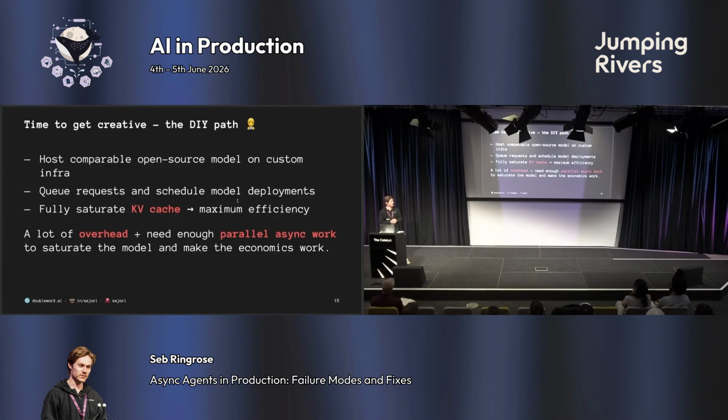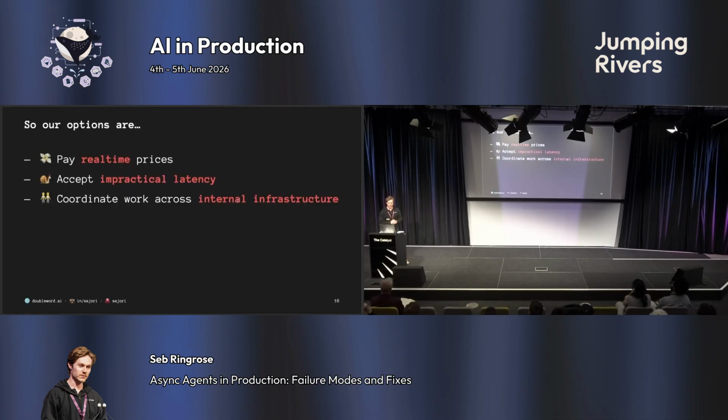So this, again, is the DIY path. It works and it's good, but it's not really good for me just trying to build my one code review bot. I might be doing multiple code reviews a day, but not hundreds in parallel realistically. So we're kind of stuck. We're boxed in. We can pay real-time prices, we can accept impractical latency using batch tiers, or we could coordinate loads of work across internal infrastructure and manage it ourselves. You might be able to work out where this talk is going.